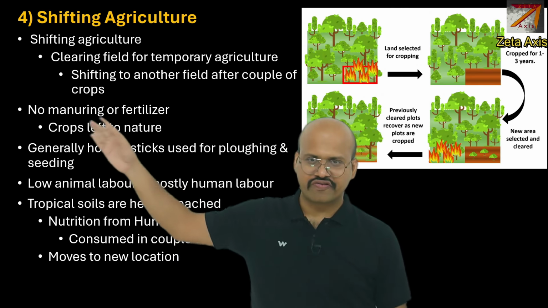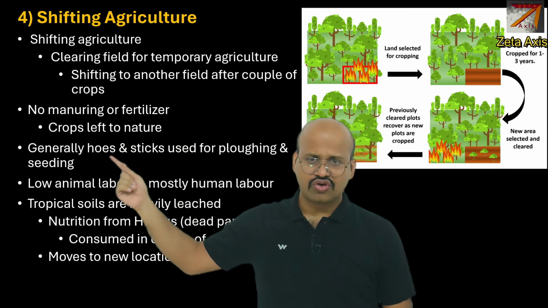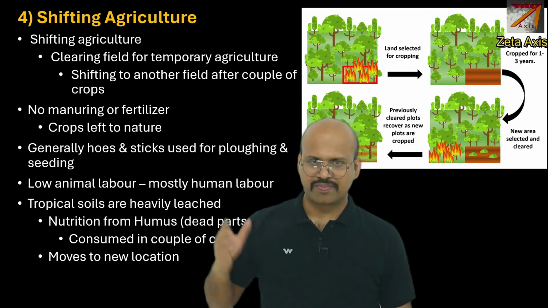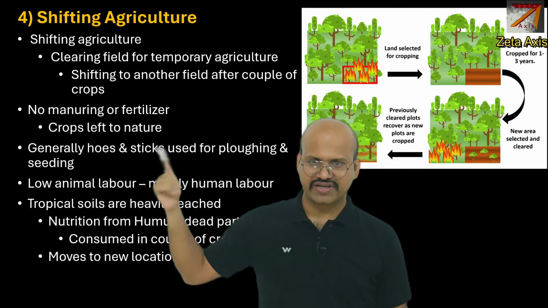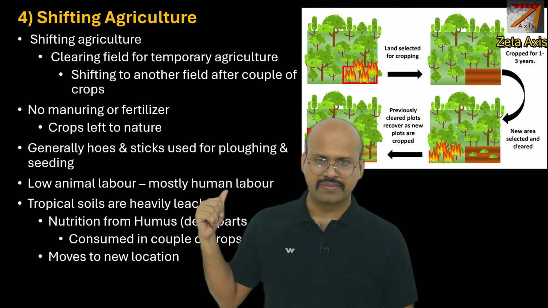Here, no manure or fertilizer is used. Crops are left to nature. Generally, hoes and sticks are used. So they do not have proper instruments for ploughing. They use hoes and sticks for ploughing and sowing. Little animal labor is there and mostly human labor is used.